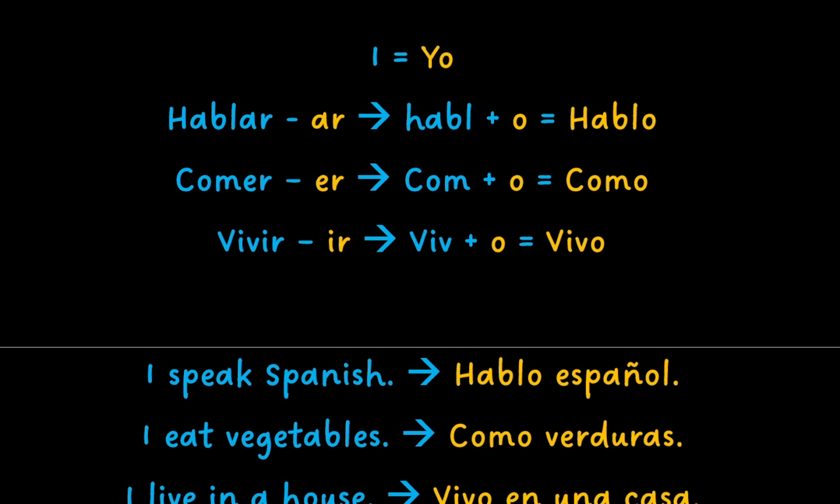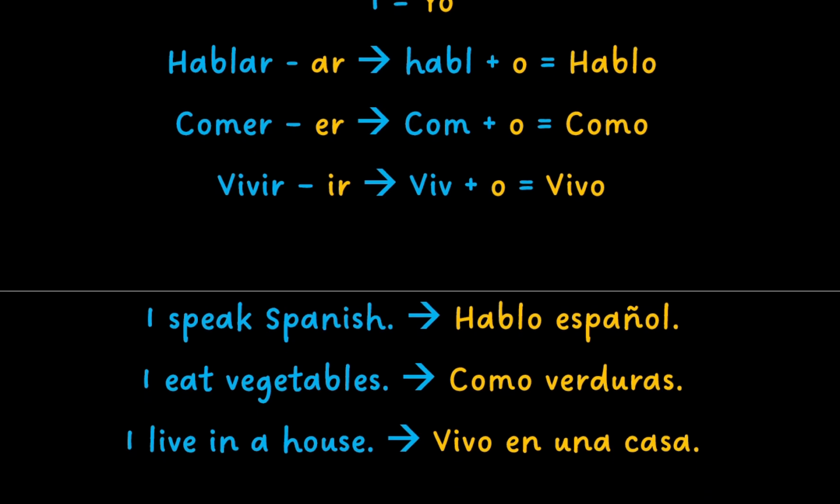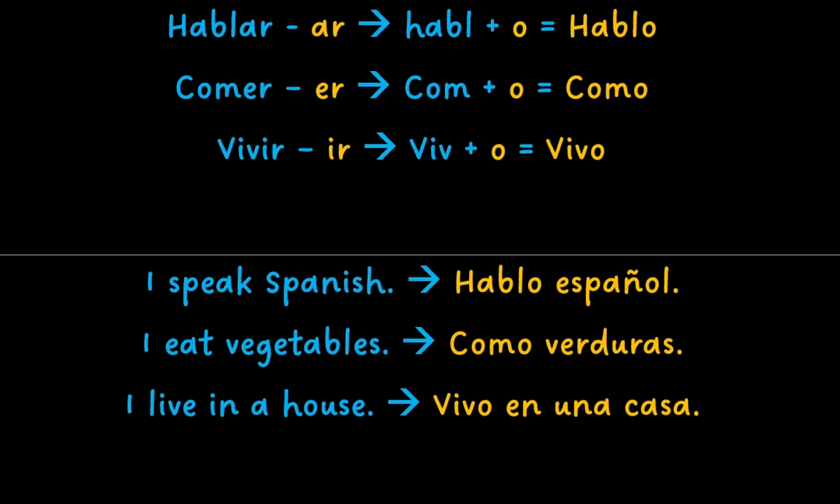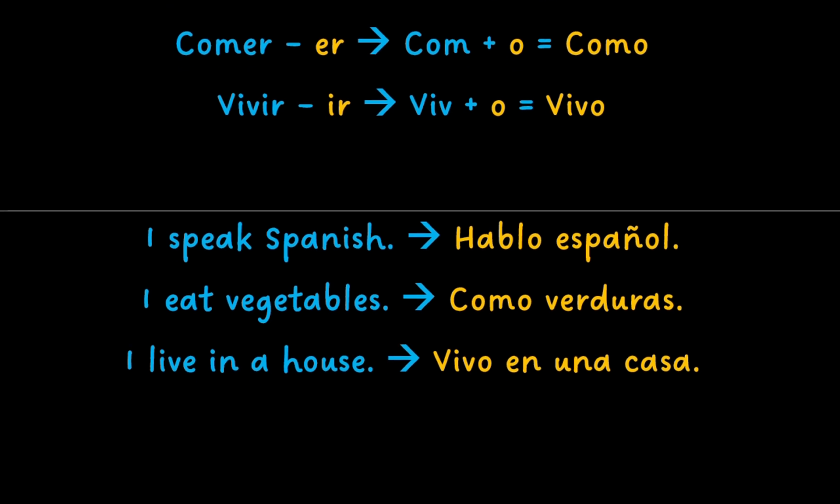I in Spanish is yo, and to conjugate this, we drop the endings and we add o. So hablar becomes hablo, comer becomes como, and vivir becomes vivo. I speak Spanish is hablo español. I eat vegetables is como verduras. And I live in a house is vivo en una casa.